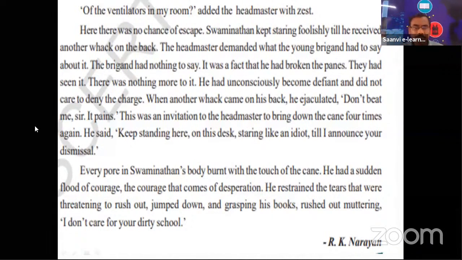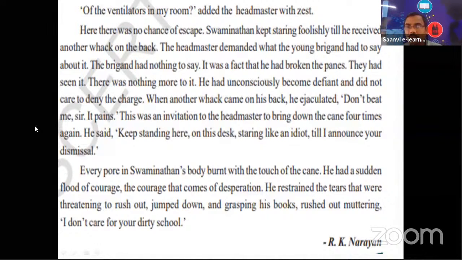He got angry. The courage that comes of desperation, the courage that comes of anxiety, the courage that comes of worries. He restrained the tears that were threatening to rush out. His eyes were filled with tears. He just rubbed them off, as the tears were about to roll down.